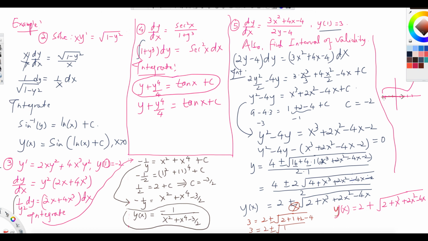It is -3.37. So the interval of validity is -3.37 through infinity. Okay, this is the interval of validity. You can look at the graph and move your cursor to the very last point, and whatever that very last point is in your calculator is the left bound of this x value. Okay, so this is the interval of validity. Okay guys, thank you.